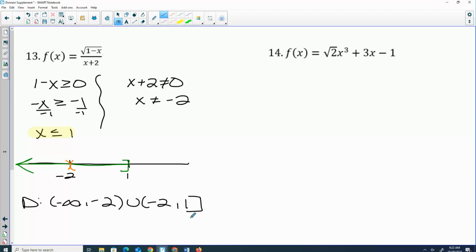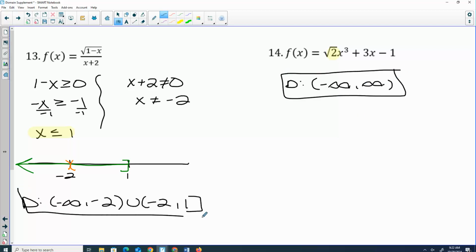Uh, 14. We have a radical. The thing underneath my radical is a 2. Do I have to worry about that being a negative? It's just a number. It's already a positive under there, so I don't have to worry about that. I don't have any other radicals. I don't have any fractions. So what's my domain? I want you guys to try the next two.